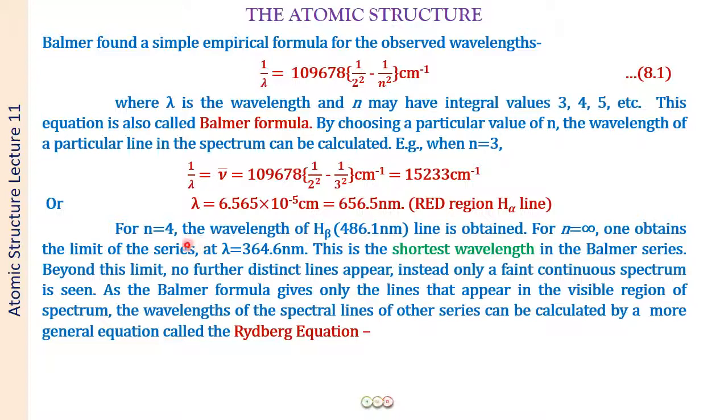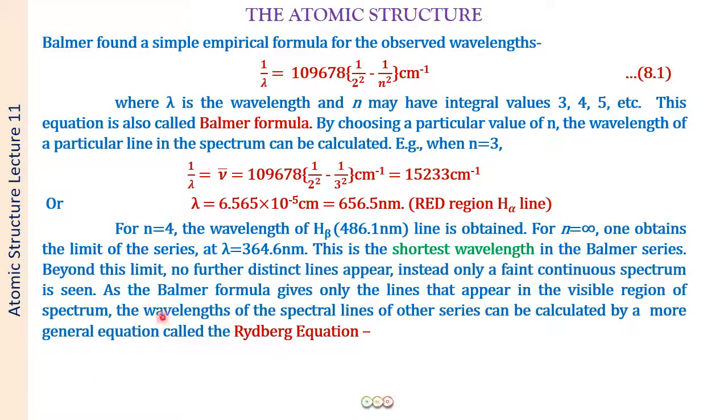And then we have n equal to 4, the wavelength of H beta. This comes up to 486.1 nanometer, which we have already seen in the spectrum. So these are the values of the wavelength, and they are coming through this formula. And then for n equal to infinity, one obtains the limit of the series at lambda equal to 364.6 nanometer. This is the shortest wavelength in the Balmer series, and beyond this limit, no further distinct lines appeared. Only a faint continuous spectrum could be seen.